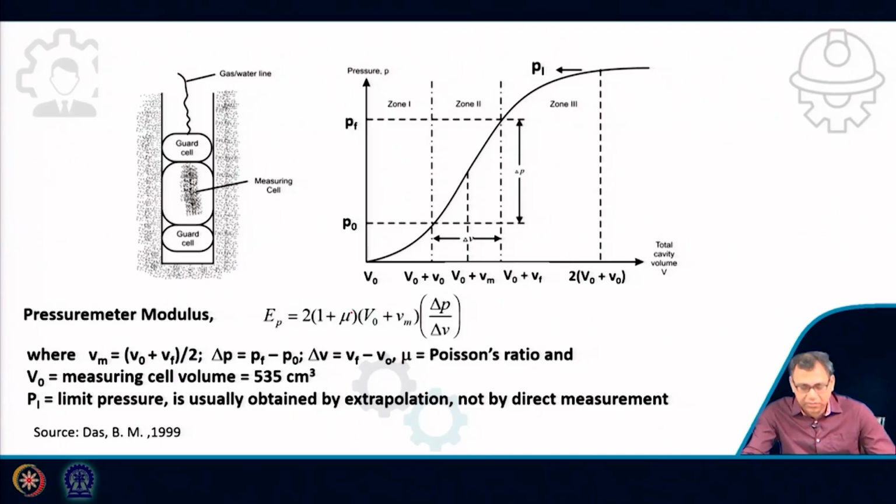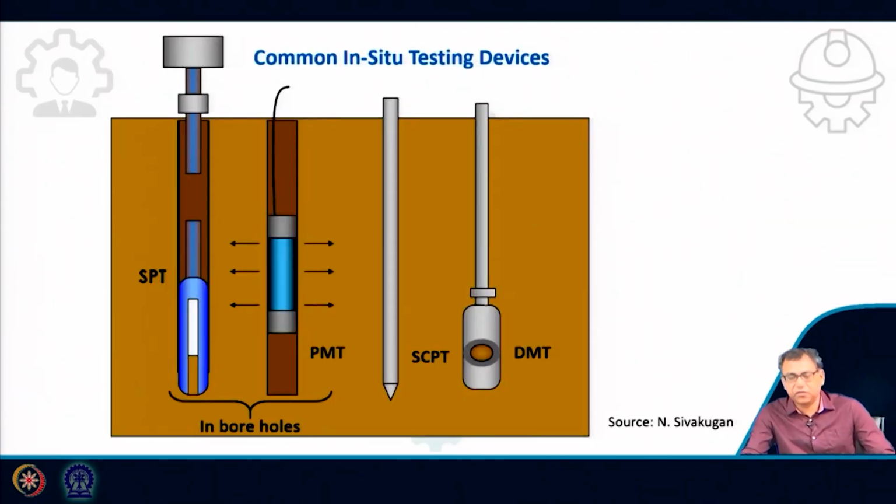Clear? Now, if I summarize all these 4 tests, you can see the SPT and the PMT need boreholes, but the SCPT and DMT do not need boreholes. So these are the 4 tests that I have discussed. In the next class I will discuss the different types of laboratory tests. I have already discussed the low strain field test and the high strain or large strain field test. Now, in the next class I will discuss the same, the low strain laboratory test and the large strain laboratory test. Thank you.